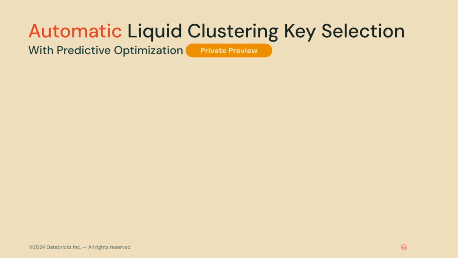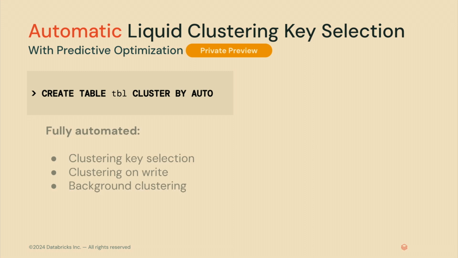Up next, we have automatic liquid clustering column selection. This one we're super excited about and will announce private preview very soon. By simply running create table cluster by auto, predictive optimization can come in and choose the liquid clustering columns for you. The challenge with liquid clustering is you still have to choose the clustering columns today. Even though this is a lot simpler than partitioning, it is still something you have to think about.